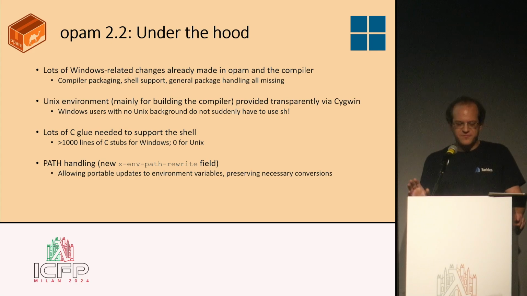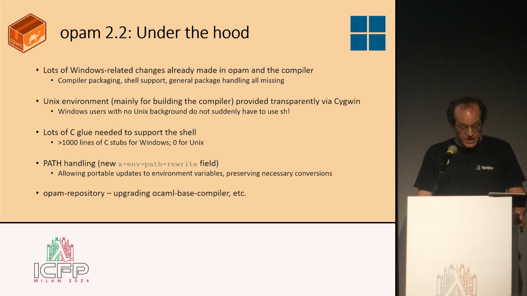That involved a very complicated set of rules that culminated in this xenv path rewrite that the very keen can go and see in the Opam manual. This allows us to specify portably updates to environment variables, which is a huge amount of work needed just to get opam env to work and actually set PATH and all the other auxiliary variables correctly. Finally, having done that, we were then able to take the Opam repository compiler packages and upgrade them, which happened in mid-June, as I recall.